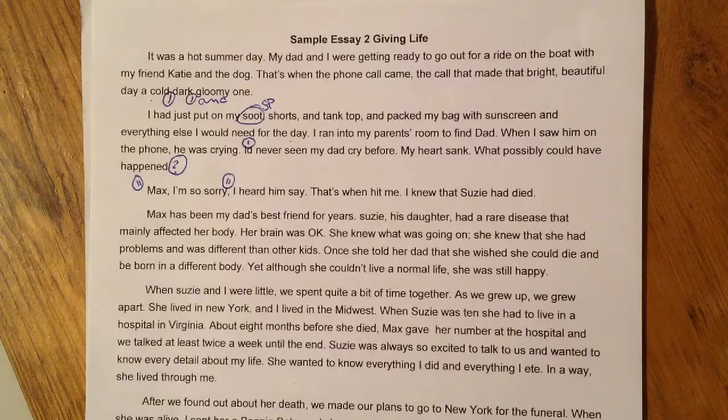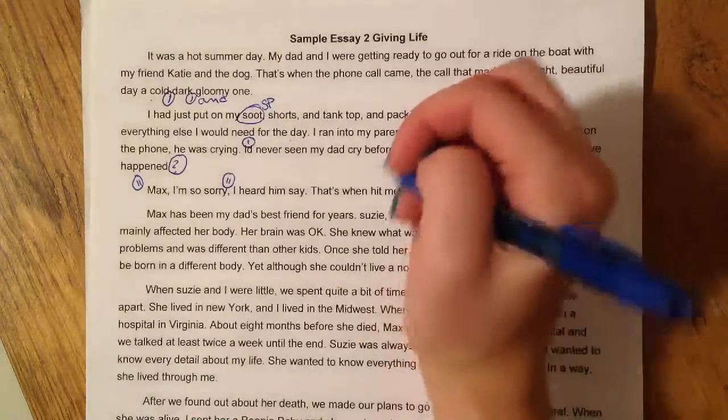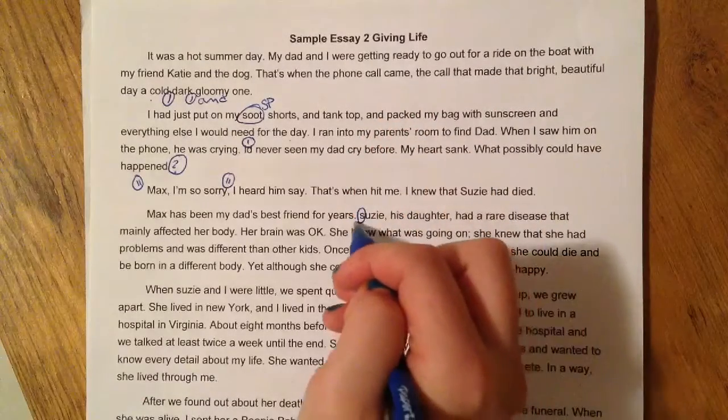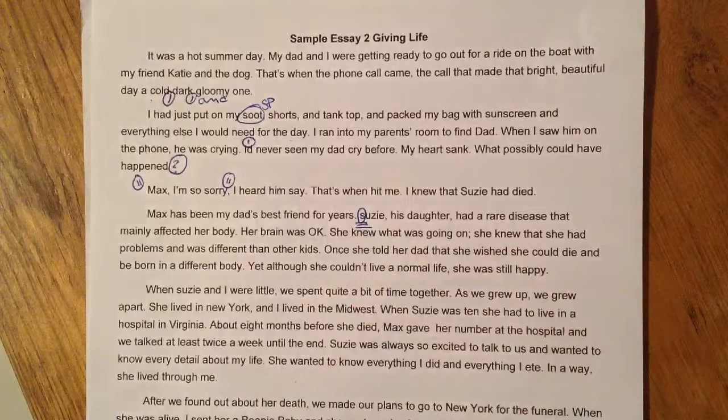Wow, that's a very good paragraph. The only thing that I see in here is that Susie needs to be capitalized. I usually circle it and put the 3 lines underneath it, but you can just put the 3 lines. That's fine with me. That's just kind of my thing.